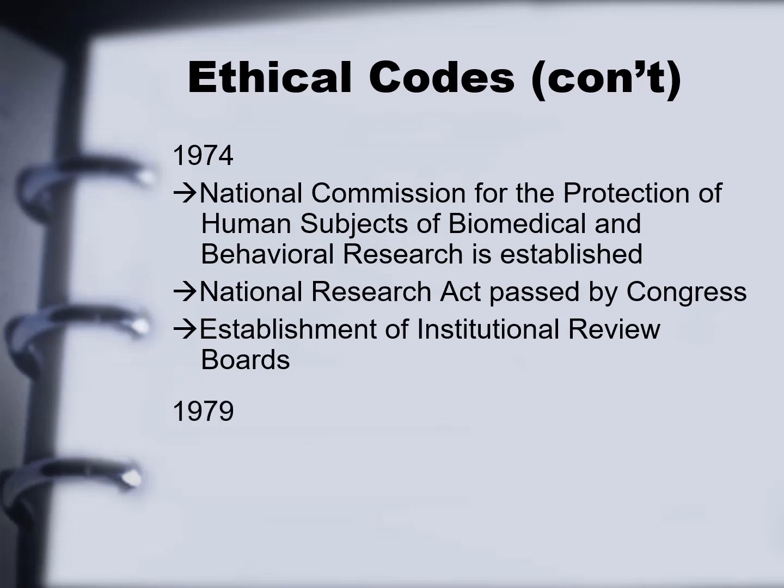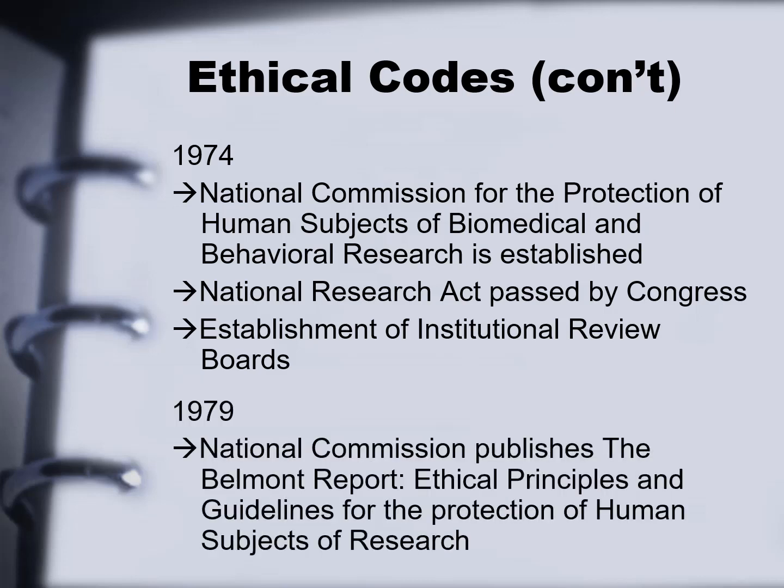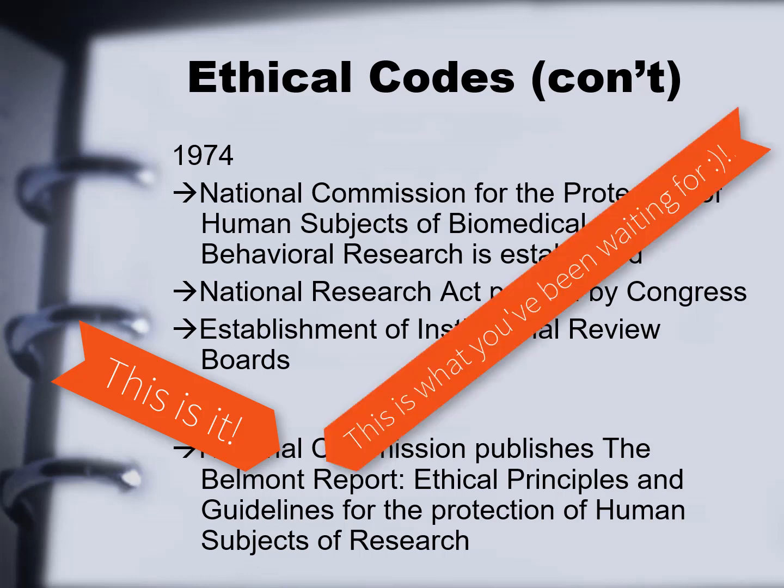Five years later, in 1979, the National Commission publishes the Belmont Report, Ethical Principles and Guidelines for the Protection of Human Subjects of Research. The Belmont Report is the ethical code that all researchers had to follow. And in fact, we still follow it today. Of course, in the intervening years, there have been updates and revisions, especially as new technologies come up, for example, social media. But essentially, the principles that underlie the report are still what guide research practice today.